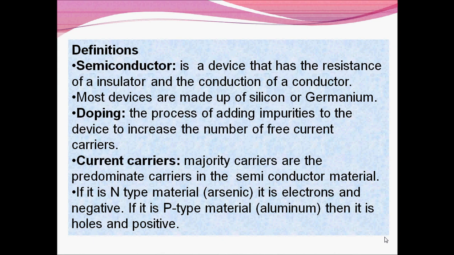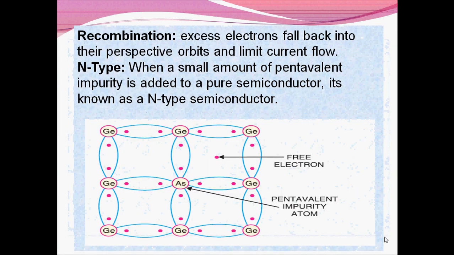Doping. The process of adding impurities to the device to increase the number of free current carriers. Current carriers are defined as majority carriers, the predominant carriers in the semiconductor material. If it is N-type material, it is electrons, having negative polarity. If it is P-type material, then it is holes, having positive polarity. Recombination. Excess electrons fall back into their respective orbits and limit current flow.